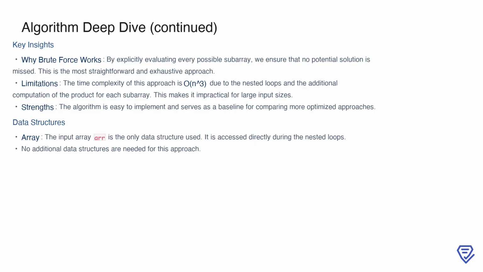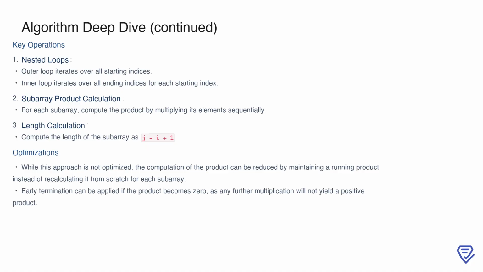In terms of data structures, the algorithm only relies on the input array itself, directly accessing its elements during the nested loops. No additional data structures are required, making the implementation minimalistic but computationally expensive. This brute force solution involves three primary operations.